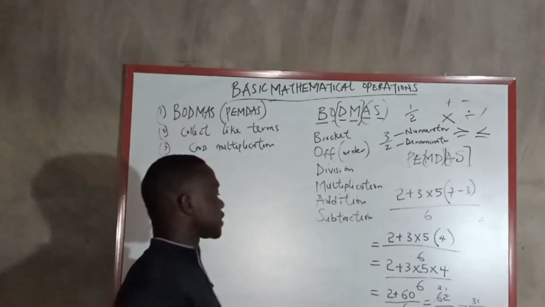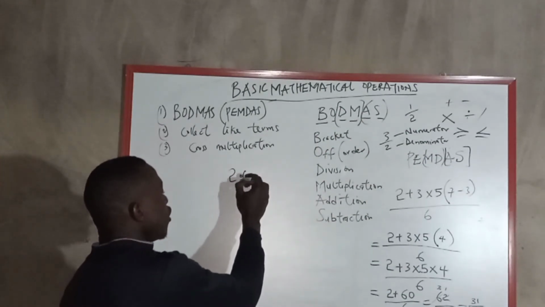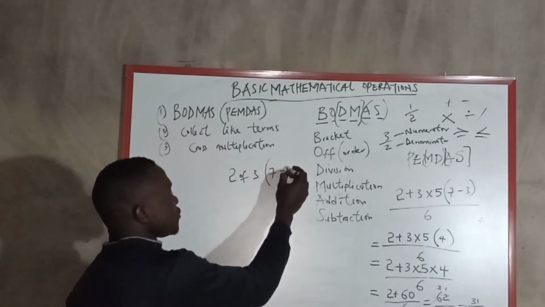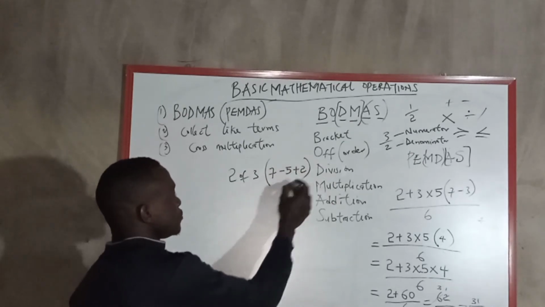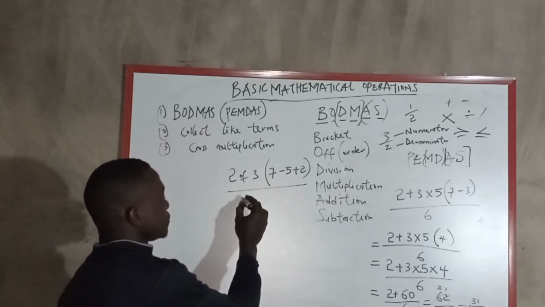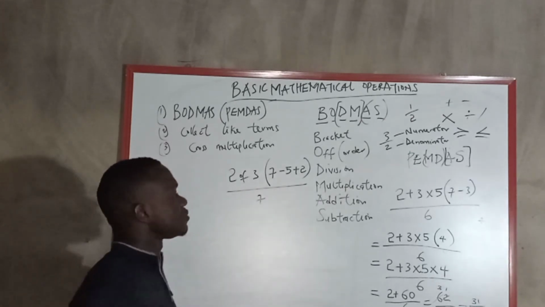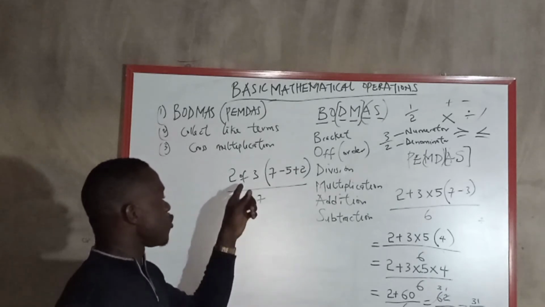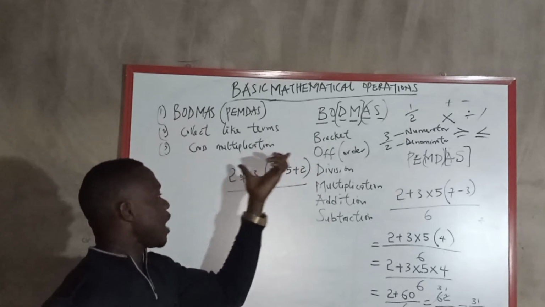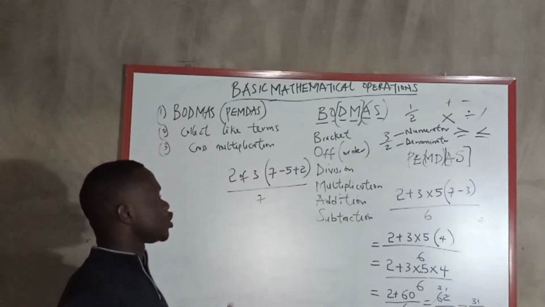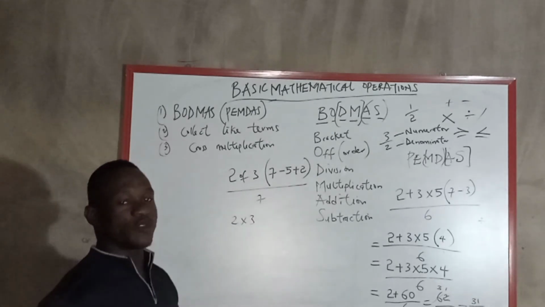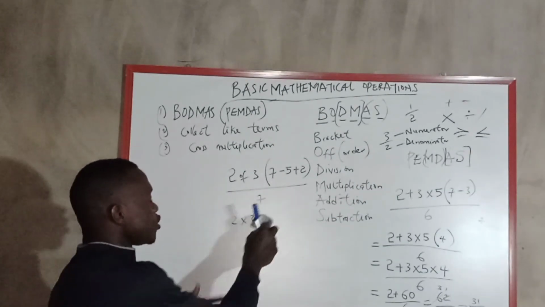Now you may have a question that says 2 of 3 into 7 minus 5 plus 2 divided by 7. You have a question like this. Now you have seen where we use of. In that case, when I finish solving the bracket, I will now consider what? The of. All you do in this case is just change the of to times, multiplication. That's just how you solve for the of.